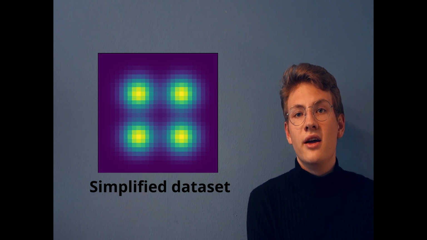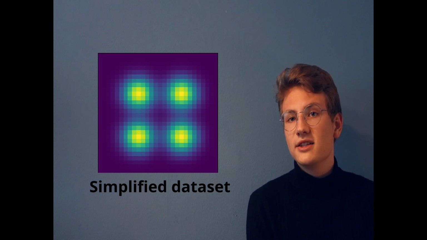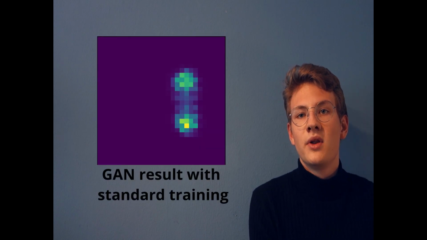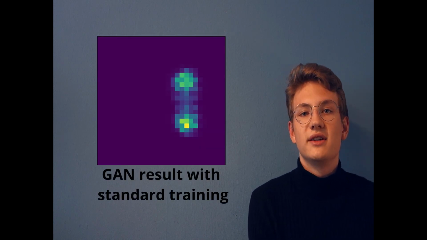So here, instead of having handwritten digits, we have 4 bright spots which function like the different modes. If the GAN is trained on this dataset the traditional or normal way, you get mode collapse as expected. As you can see, only 2 of the modes are expressed.